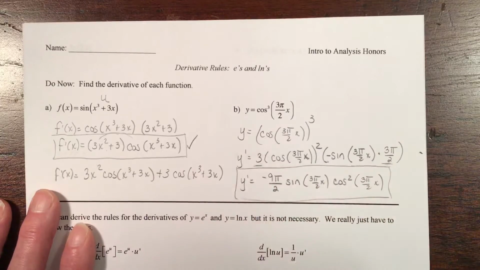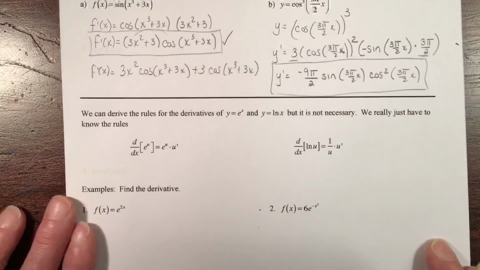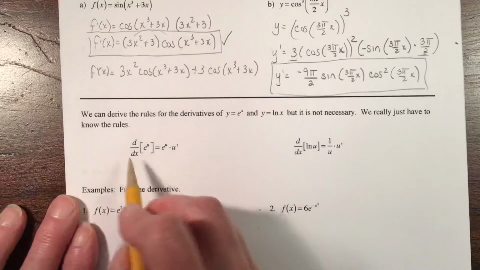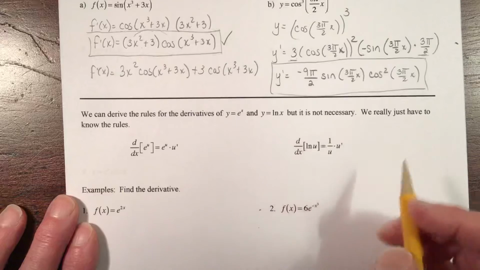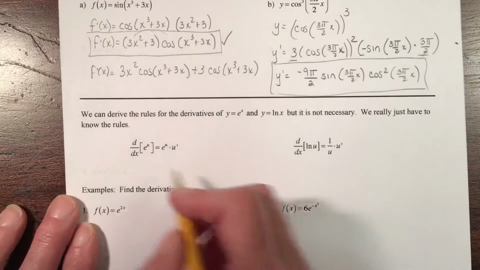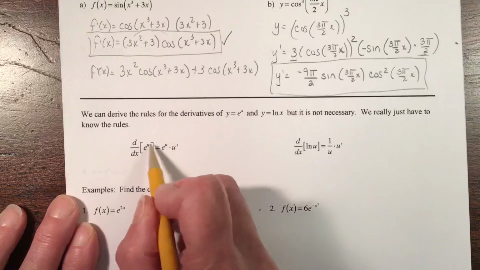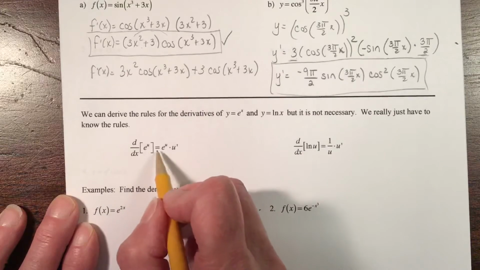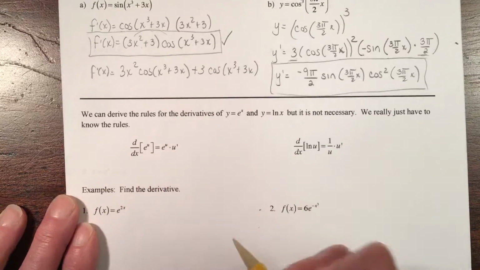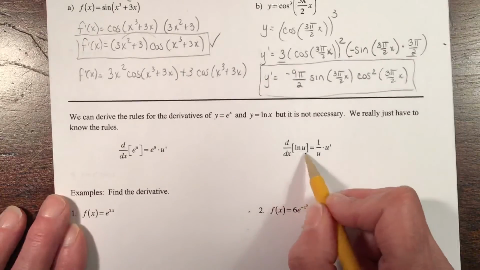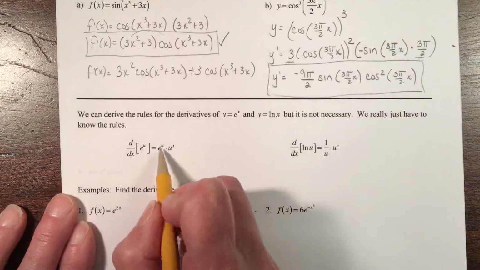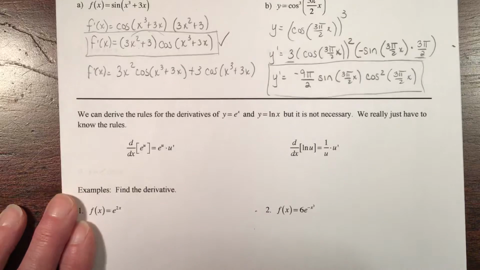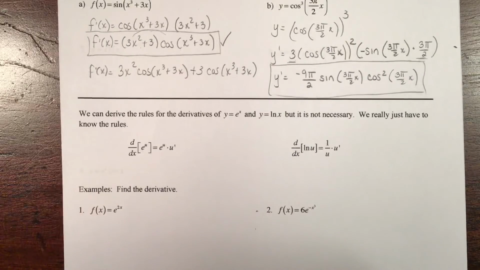Now let's move forward and see what happens when we look at e's and ln's. We can derive it using the definition of the derivative, but it's not necessary. We really just have to know our rules. So the derivative of e to the u is e to the u times u prime. The derivative of ln of u equals u prime over u. Remember, u just means there's something more complicated than an x.